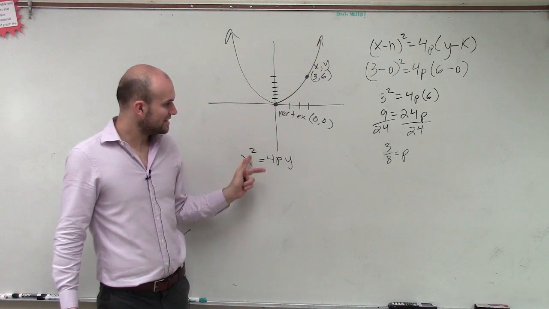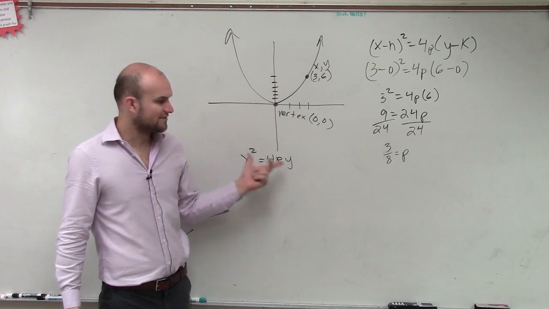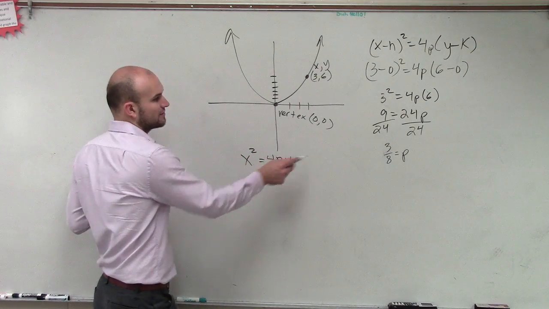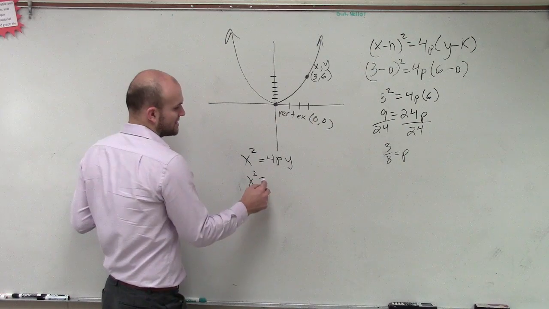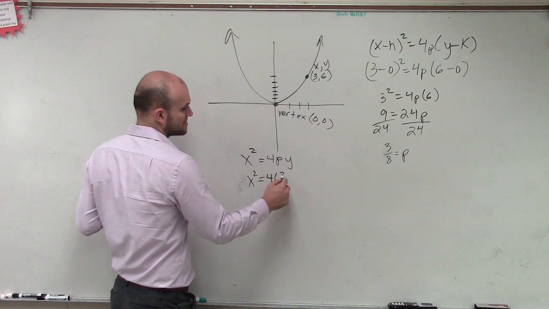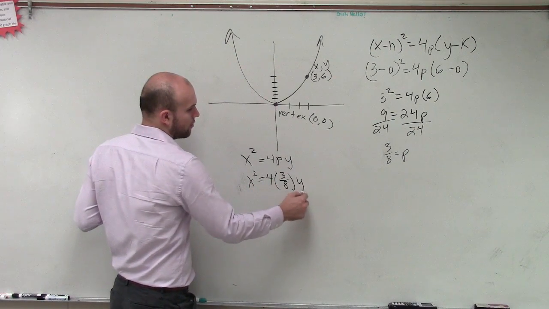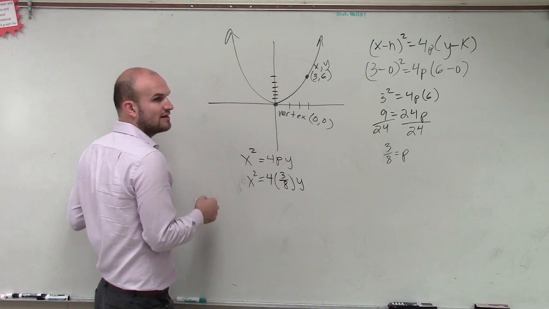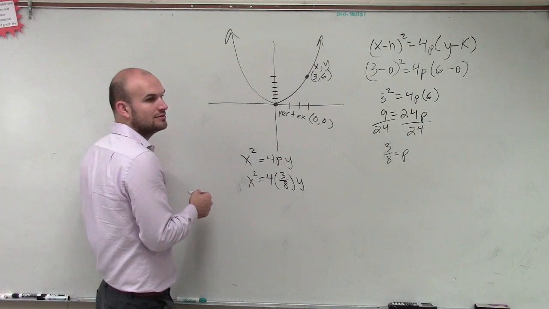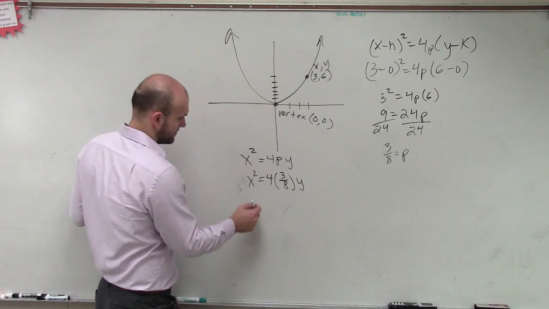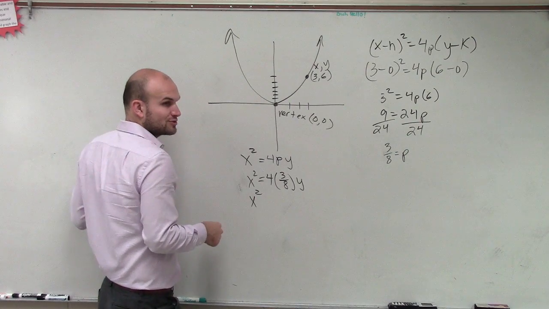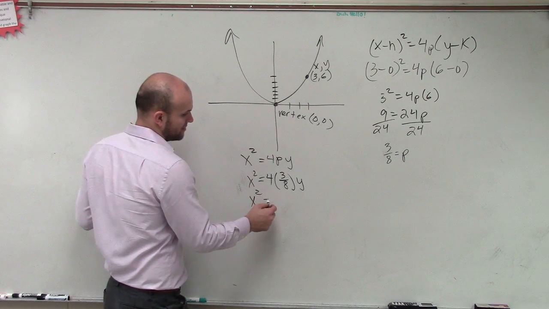So now, ladies and gentlemen, we know that we're going to leave x and y alone, but now we know what p is. So we can say x squared equals 4 times 3/8 y. Well, 12 divided by 8. Yes, John? Oh, no? Okay. So then x squared, that's going to be 12 over 8, which is going to be 3/2 y.